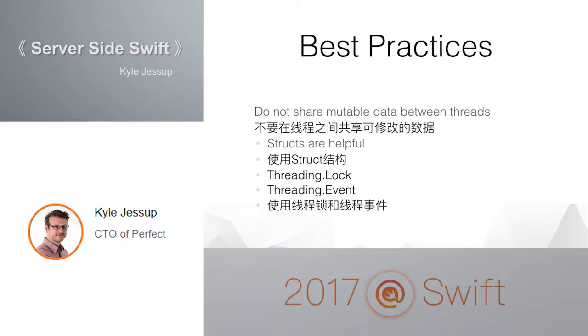Do not share mutable data between threads. Structs are helpful for this because they're value types. Our threading package provides quite a few constructs for making sure that if you are going to share data, you're doing it safely. We have your standard mutual exclusion locks. We have events. We also have a promise object, which is very simple but powerful to use. And as mentioned, you don't have to use our threading package. You can use what you're familiar with, but this is built in, and it's kind of what our core uses.